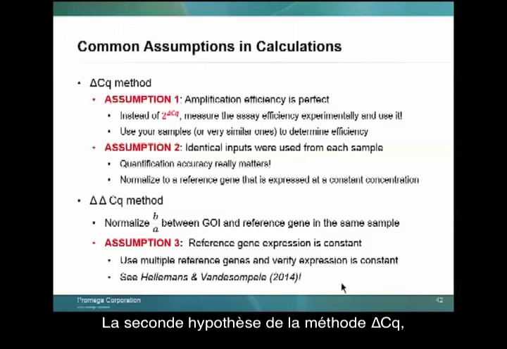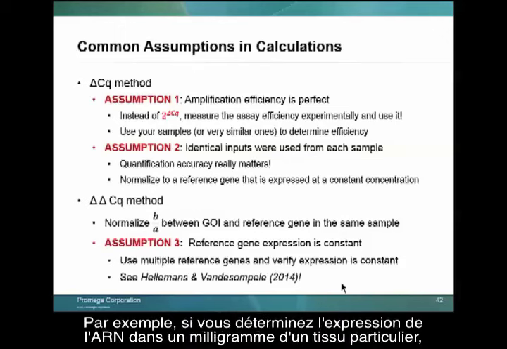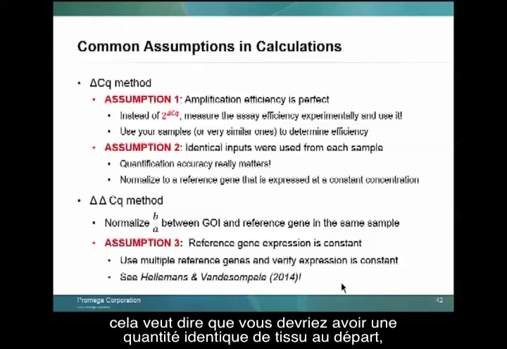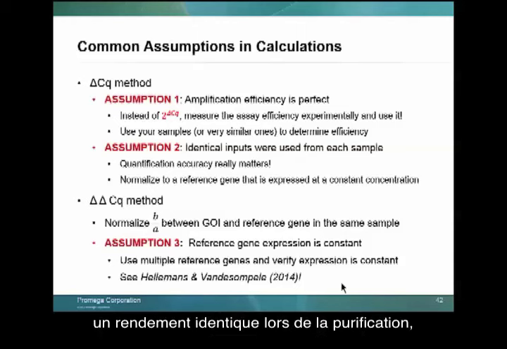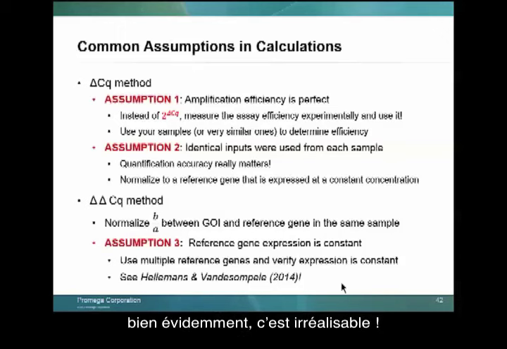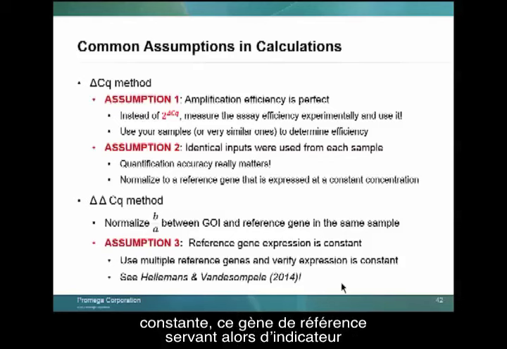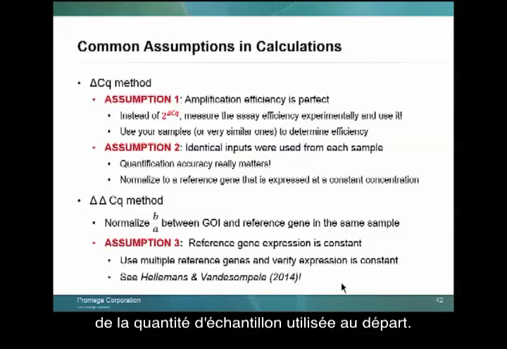Assumption number 2 with the delta Cq method is that identical amounts of starting material were used from each sample. So this would mean if you're looking at RNA expression from 1 milligram of a particular tissue, that you had identical amounts of starting tissue, identical purification yields, identical storage, and identical pipetting into your final PCR reaction. And that just doesn't happen. So instead, we normalize to a reference gene that is expressed at a constant concentration. And we say that that reference gene then is an indicator of how much of the starting sample we used.